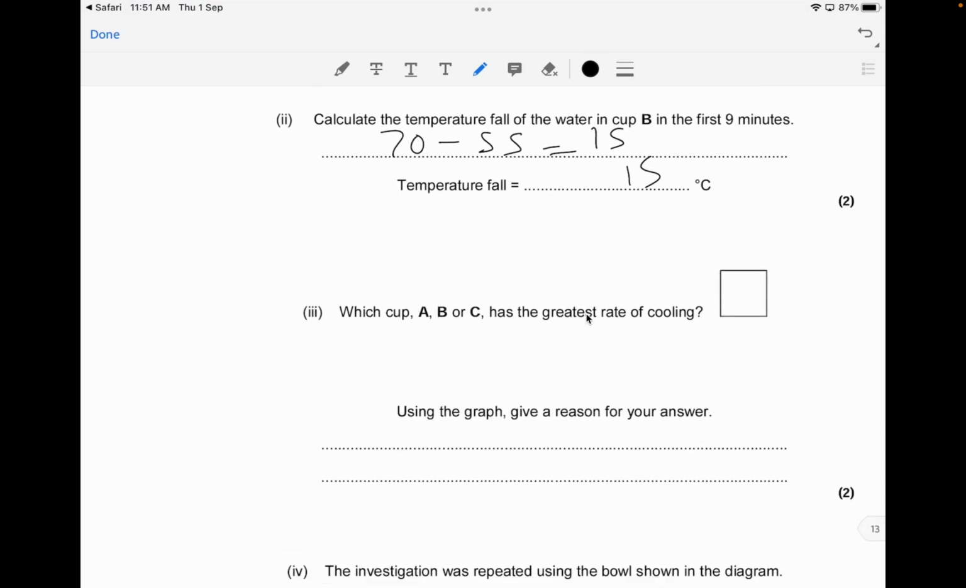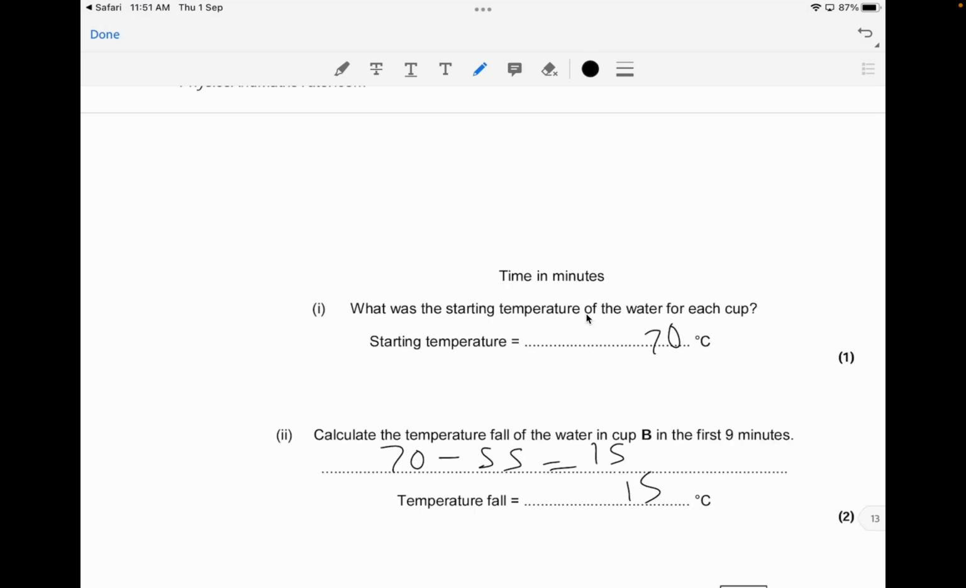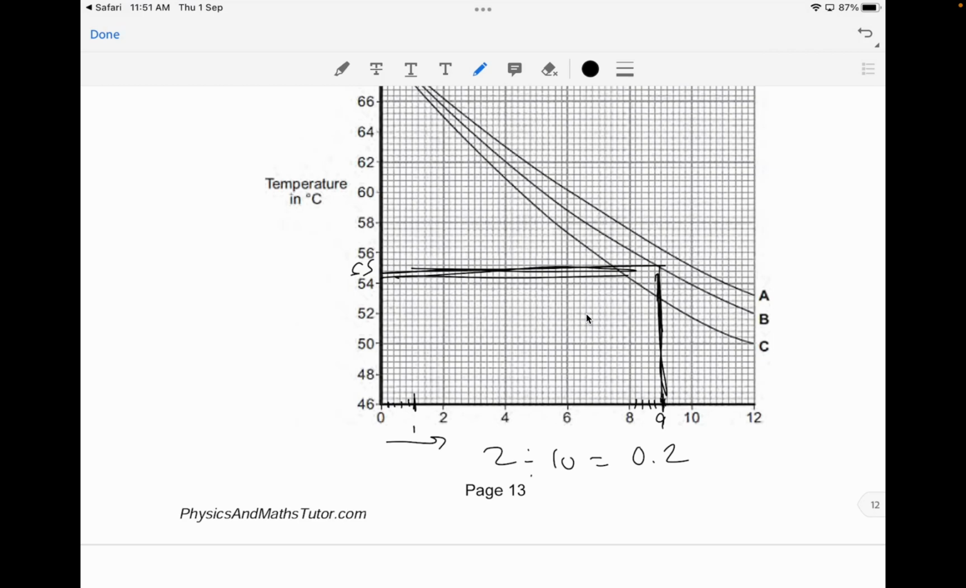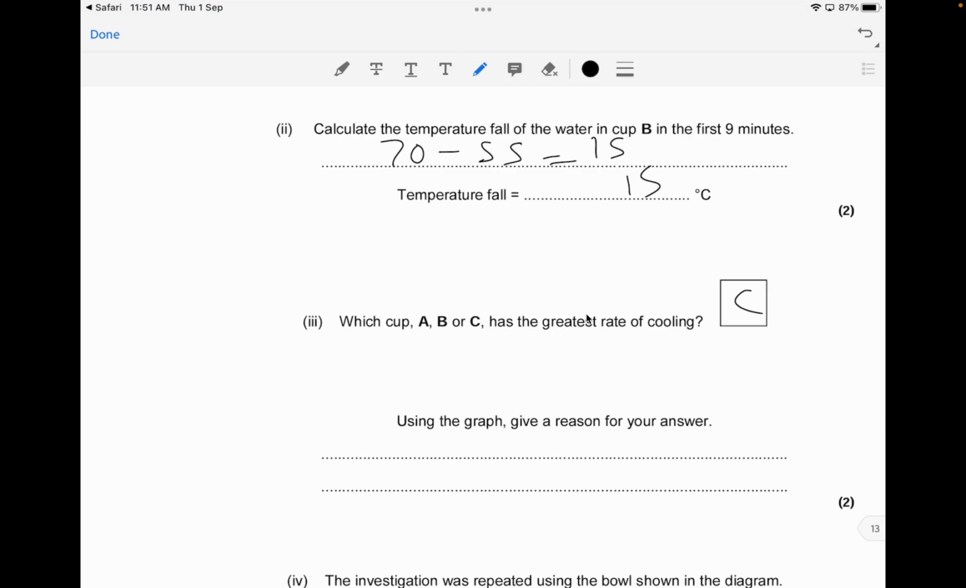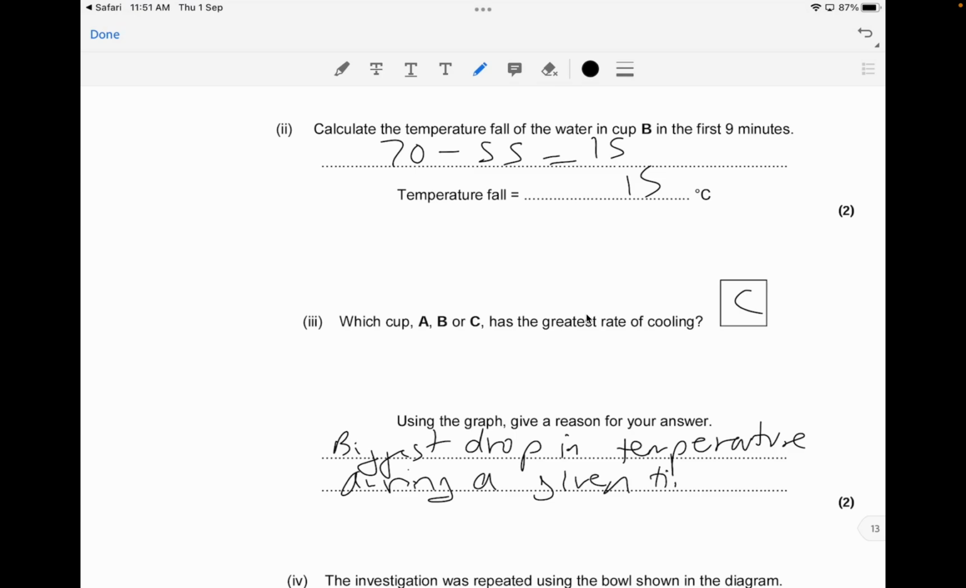Now, which cup, A, B, or C, has the greatest rate of cooling? You know that C has the greatest rate of cooling since it drops in temperature very quickly, more than the others. So you're going to mention that and give a reason using the graph, because it has the biggest drop in temperature during a given time. That's going to be the answer for about 2 marks. Let's move on to the next question.